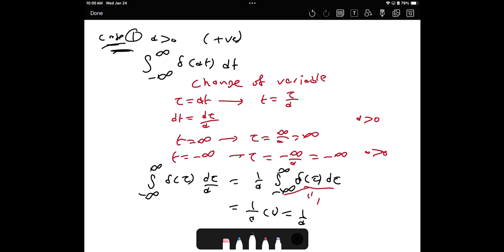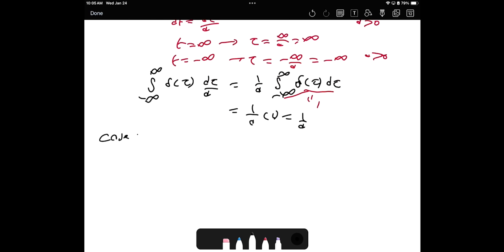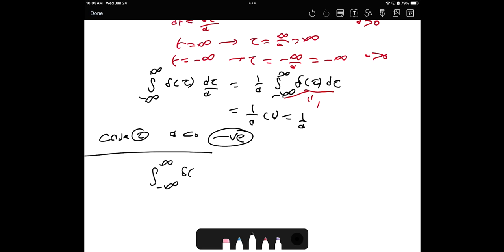Case 2, how about if a is negative, below 0? When a is less than 0, which is negative. How can we do the integral, which is the integral between negative infinity to infinity, delta a of t dt. We will apply the change of variables. Basically, we will assume tau equals at, therefore t equals tau over a, then dt equals d tau over a, the same thing, there's no change from the previous case.